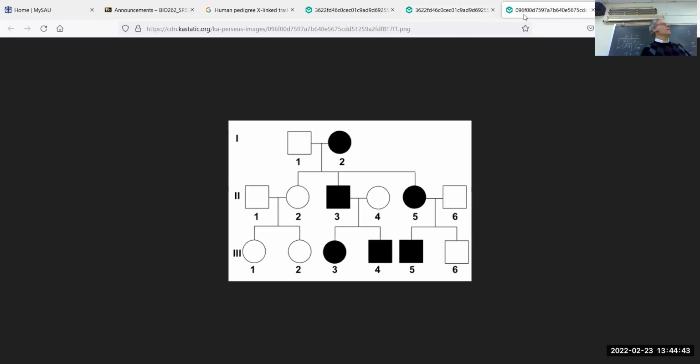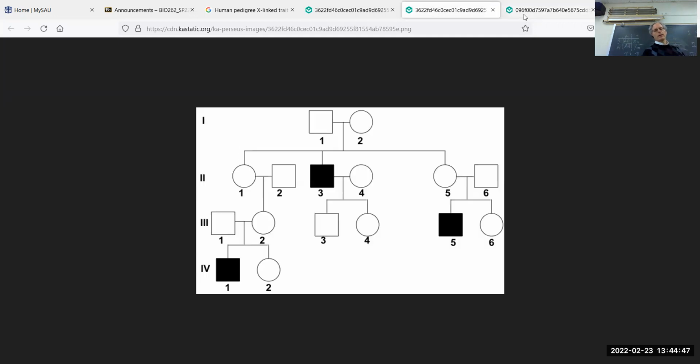So that one was a dominant autosomal trait. This one is a recessive autosomal trait. And I think you can see qualitatively there are differences between the two. The other one, every generation, someone had the trait. Not so here, you have it skipping generations. Okay, see the difference?